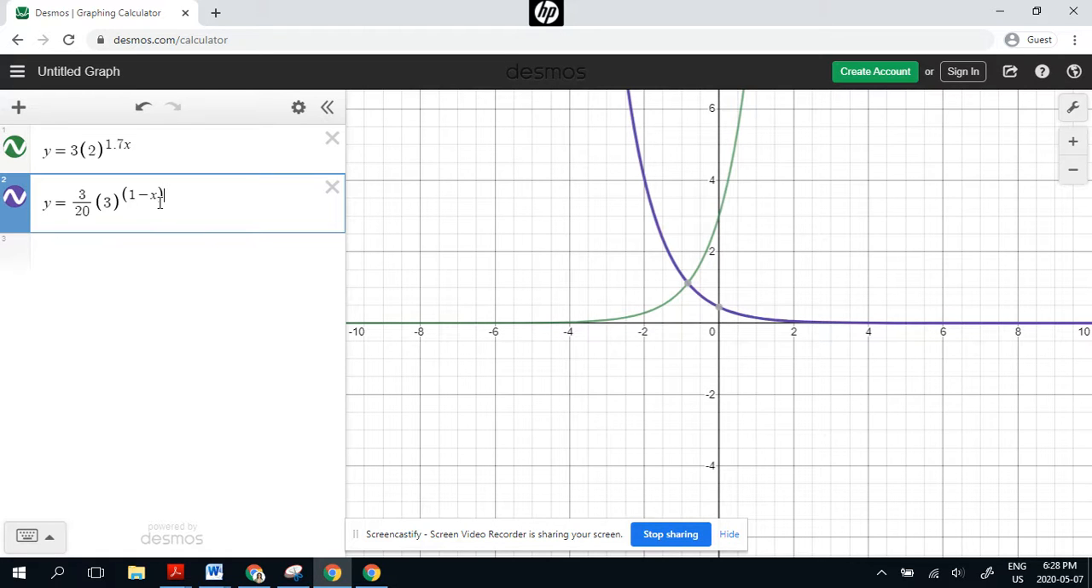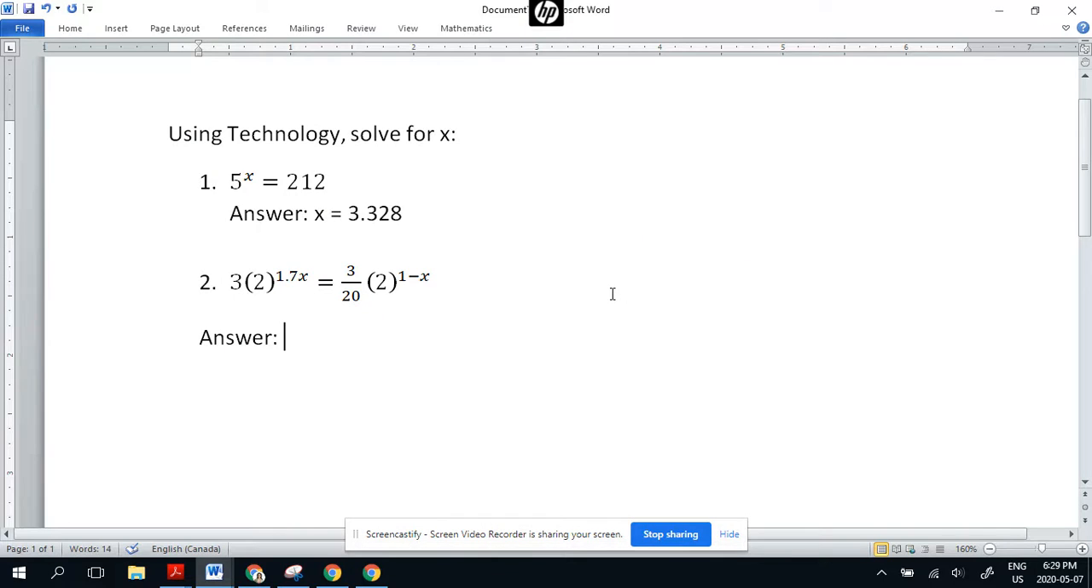Notice that I put brackets around the exponent, 1 minus x. This way I'm telling the calculator that I want this entire expression, 1 minus x, to be part of the exponent. So we see that the point of intersection, negative 0.833 and 1.124. I'm only interested in the x again. So my final answer, x is equal to negative 0.833.